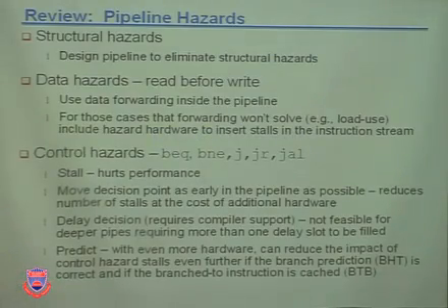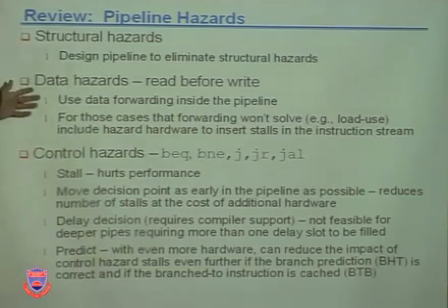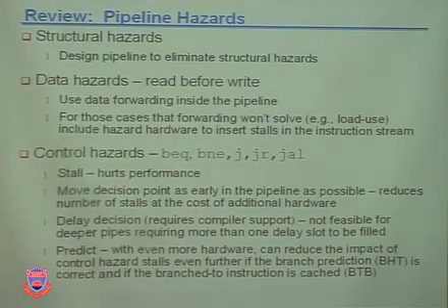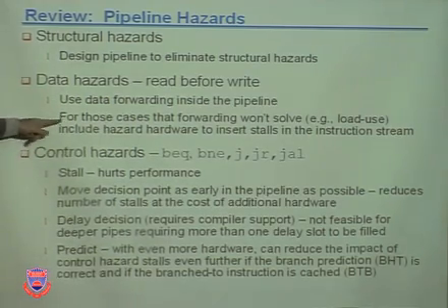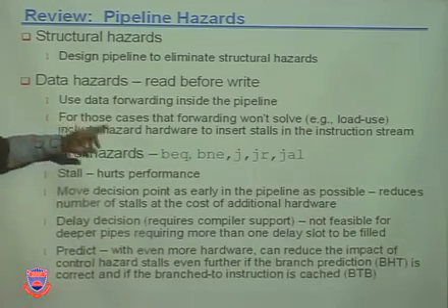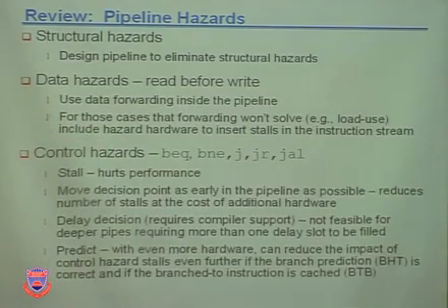Okay, we've talked about structural hazards, data hazards, and control hazards. All of these exist whenever you go to a pipelined architecture. We talked about what to do with these. Design the pipeline, if possible, to eliminate structural hazards. Short pipelines with late write work a lot better than longer pipelines. Read before write or write after read uses data forwarding inside the pipeline. And for the cases where the forwarding won't solve, we have to detect the hazard and we have to stall.